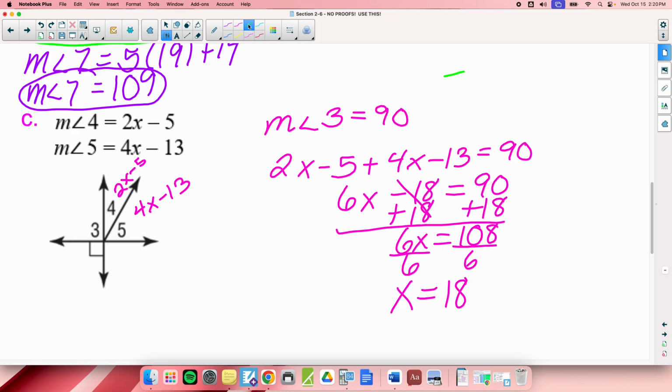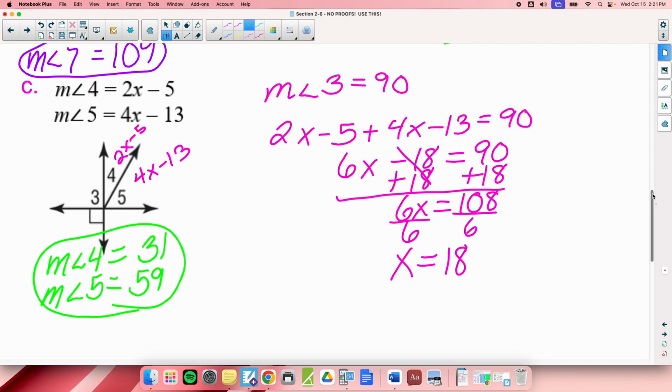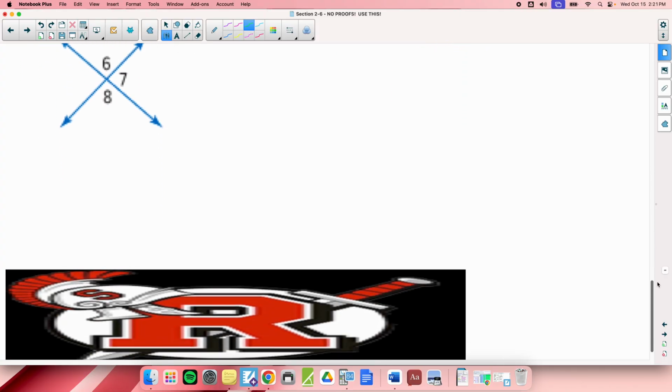I'd have to say the measure of angle 4 is 2 times 18, what's that? 2 times 18 is 36, minus 5, 31. The measure of angle 5 would be 4 times 18, and that's 72, minus 13 would be 59. Does it look like those two add up to 90? It does, okay? 6, 7.